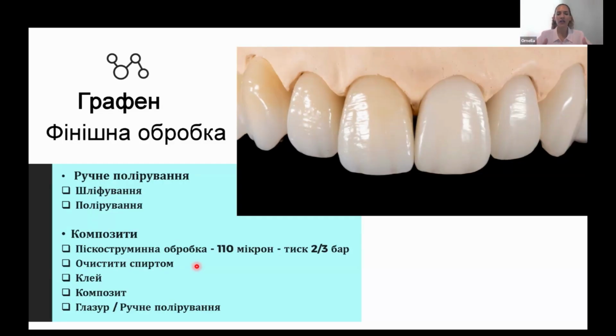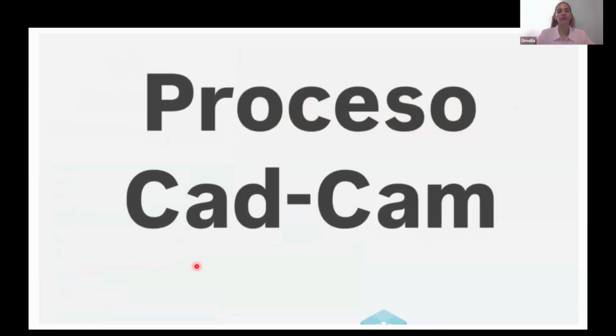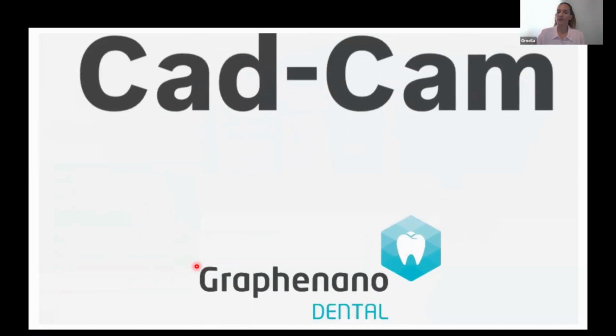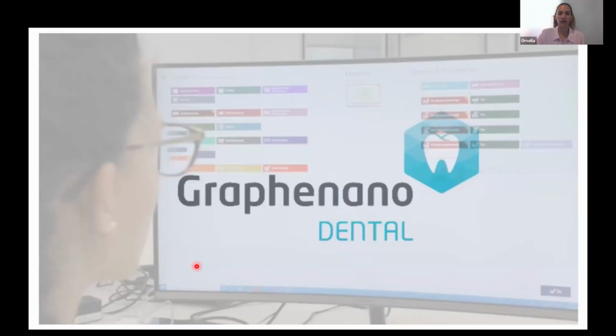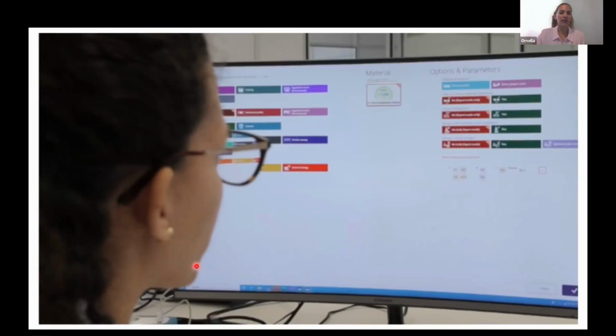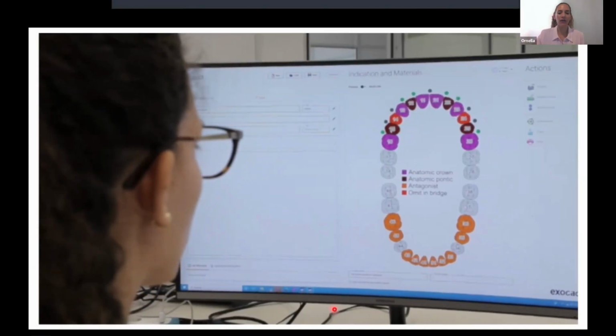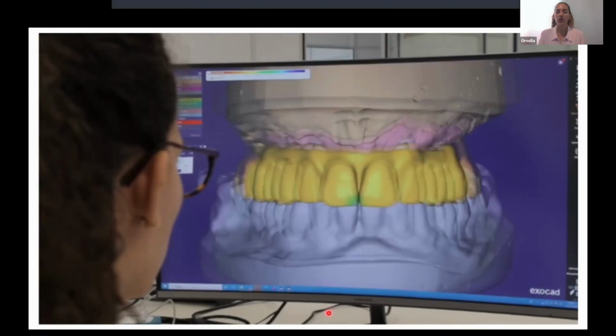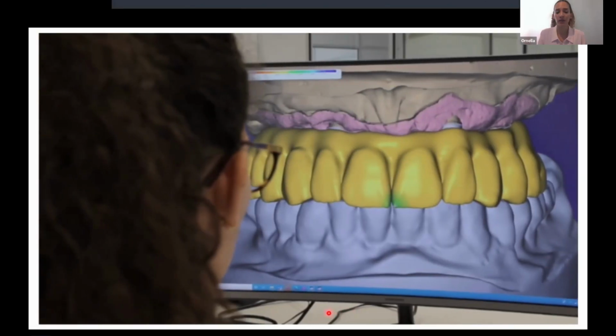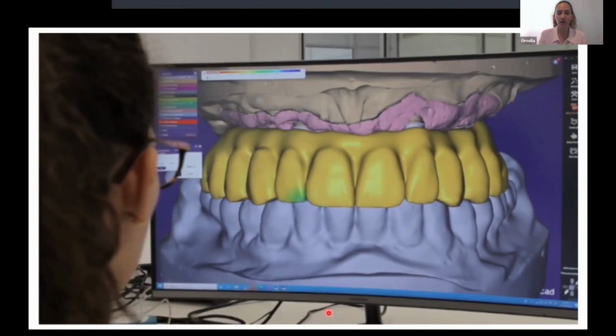So now I'm going to show a video and explain step by step the process for the characterization. It is going to be the same for placing the pink gingiva or the staining. It's exactly the same process. You can see that you can also find the G-CAM material inside Exocad. So you will find some parameters already in the software of the minimal thickness.